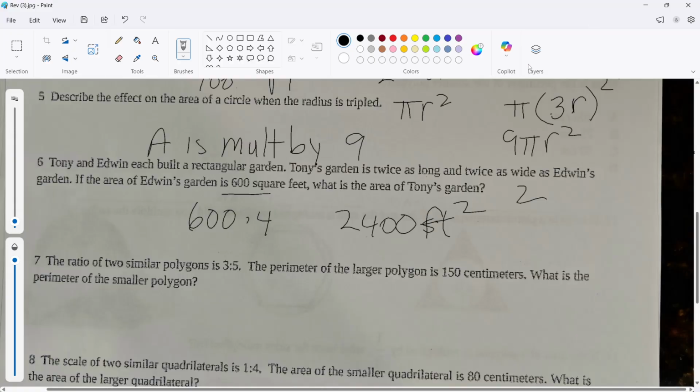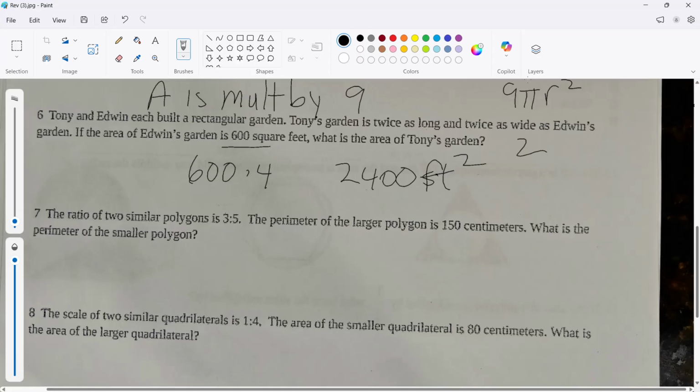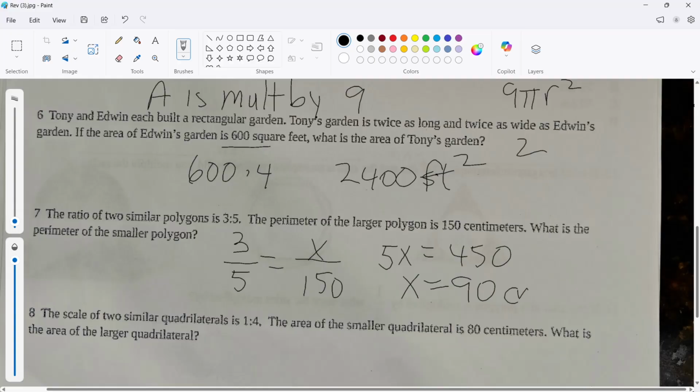The ratio of two similar polygons is 3:5. The perimeter of the largest is 150. What is the perimeter of the smaller? So 3:5. It's just linear because it's perimeters. It stays 3:5. The perimeter of the larger is 150. So 5x equals 450. X equals 450 divided by 5, which is 90. The smaller one is 90 centimeters.